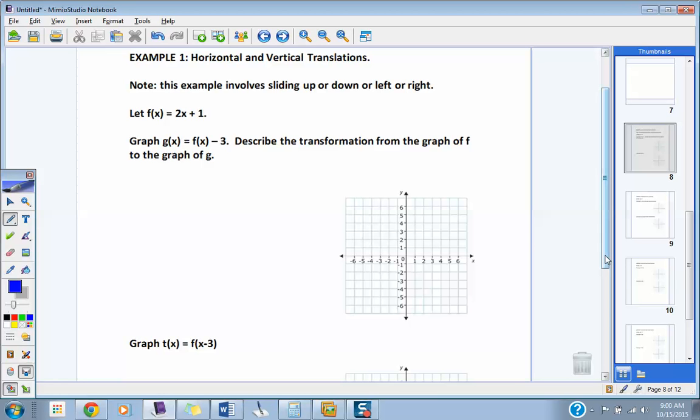All right, just a disclaimer: the rulers are used to make straight edges. That's all you need them for. All right, hey, quickly, guys, let's get started on this. Example 1 is going to start talking about what a horizontal and a vertical translation look like.